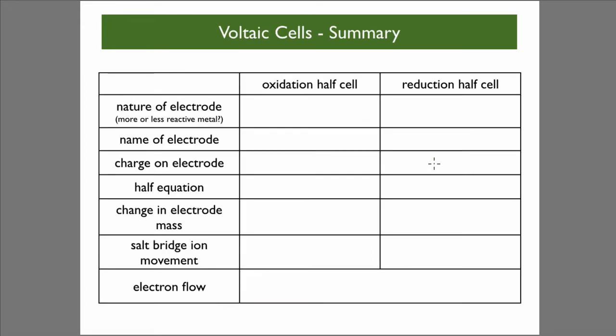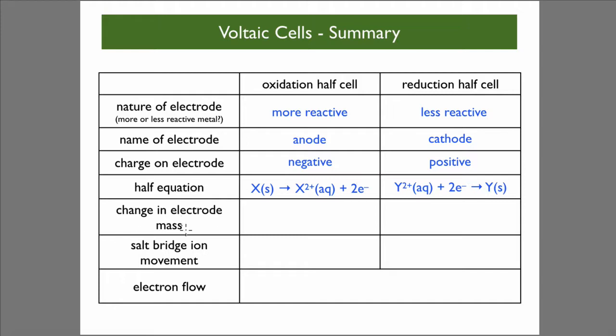Okay, let's fill in this table, which shows a voltaic cell summary table. First of all, the oxidation half cell has the more reactive metal. Reduction half cell has the less reactive metal. As we know, the oxidation half cell is the anode, which makes the reduction half cell the cathode. And the charge on the electrode in the anode is negative. Charge in the cathode is positive. The half equation sees the solid metal forming the ion and releasing electrons. In the reduction half cell, the ion reacts with those electrons to form a solid.